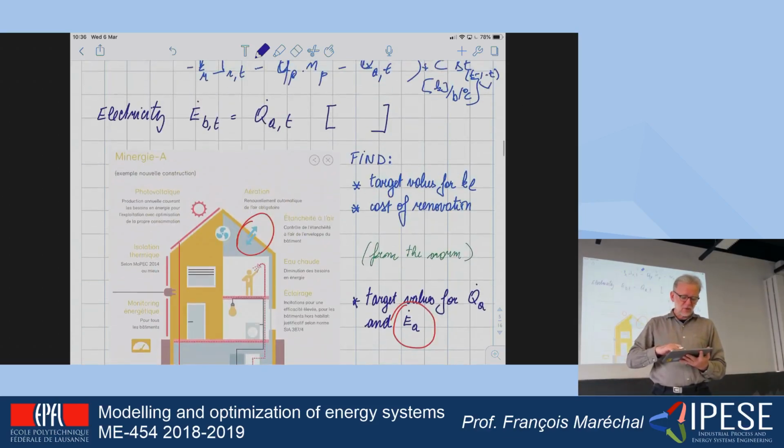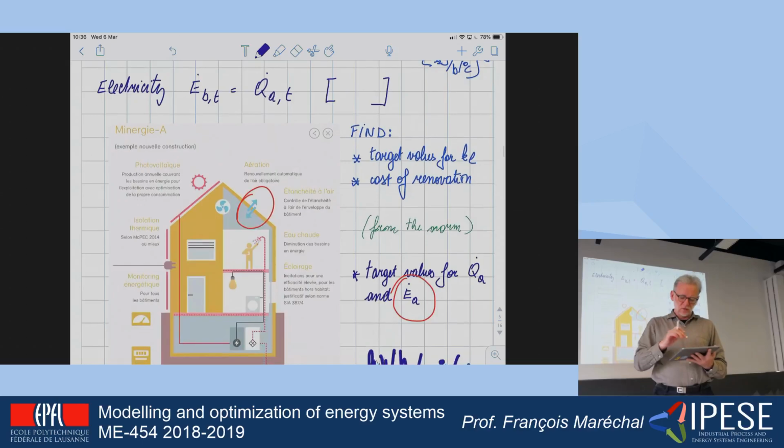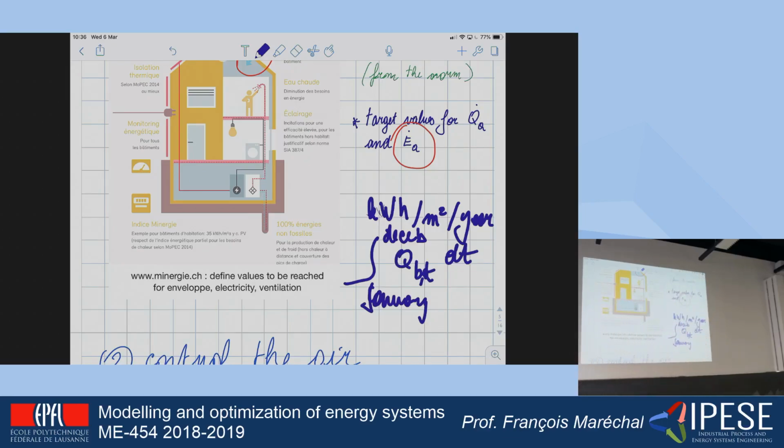And I remind you that you have a model here. With this model, what you can do is to calculate the integral over one year, from January to December, of the QBT, which is the amount of heat that is needed by the building, which will give you the kilowatt hour. Then you divide it by the square meter of the heated area of the building to obtain the value of QBT, the amount of heat that is needed by the building.